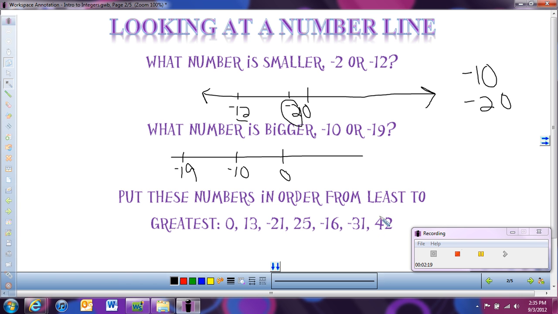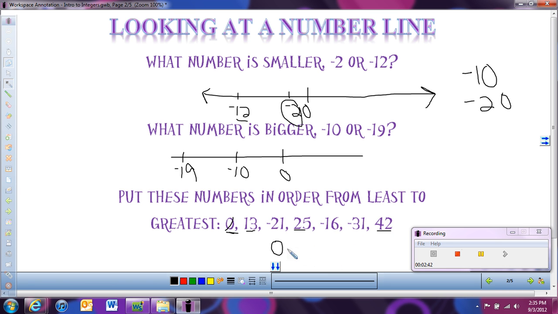Now let's say we have a whole bunch of numbers and we need to put all of them in order from least to greatest. The first thing that I always start with is whatever number is closest to 0. So in this case, we have 0. Now the easiest thing for me to do is to work with all those positive numbers first, because those are usually easier since we've worked a lot with positives. So we have a 13, a 25, and a 42.